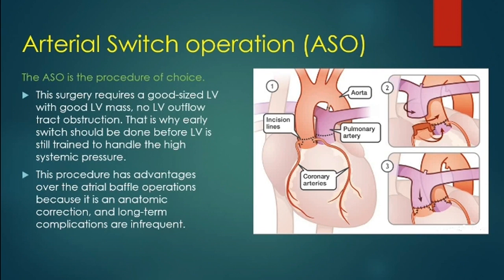The procedure entails mobilization and transplanting the coronary arteries to the pulmonary artery, which will be the future aorta, and then the proximal great arteries are connected to the distal end of the other great artery, resulting in anatomic correction. This procedure has the advantage over the atrial baffle operation because it's anatomic correction with less frequent long-term complications.